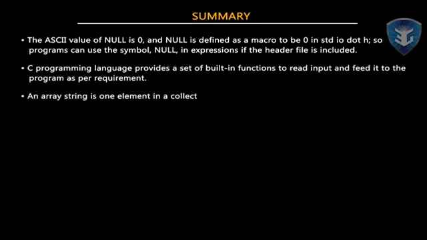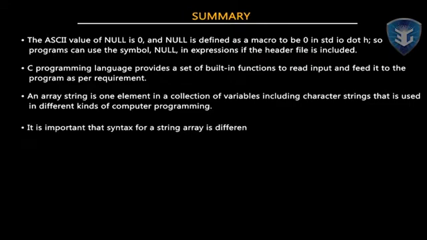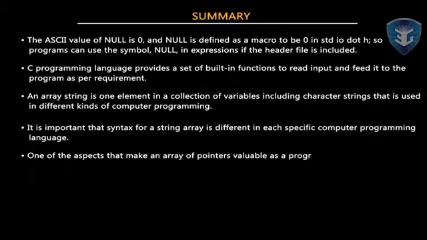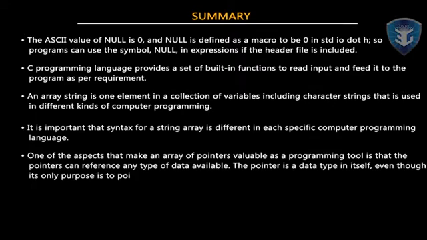An array string is one element in a collection of variables, including character strings, that is used in different kinds of computer programming. It is important to note that the syntax for a string array is different in each specific computer programming language. One of the aspects that make an array of pointers valuable as a programming tool is that the pointers can reference any type of data available. The pointer is a data type in itself, even though its only purpose is to point toward another data type.